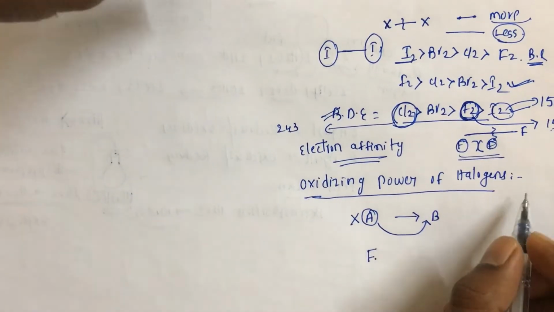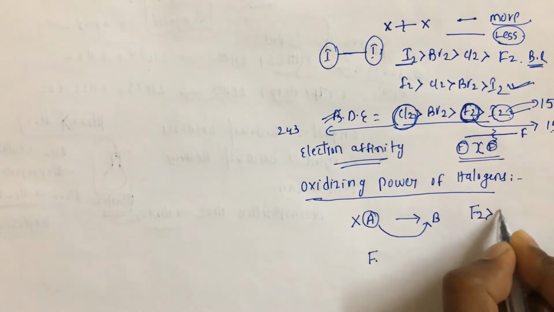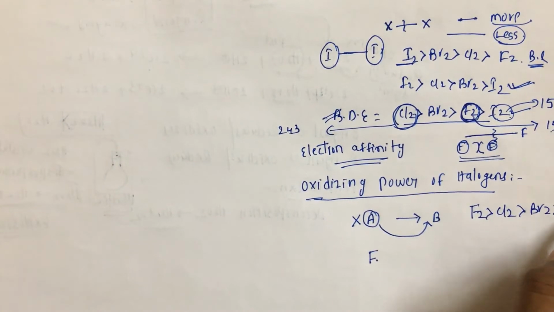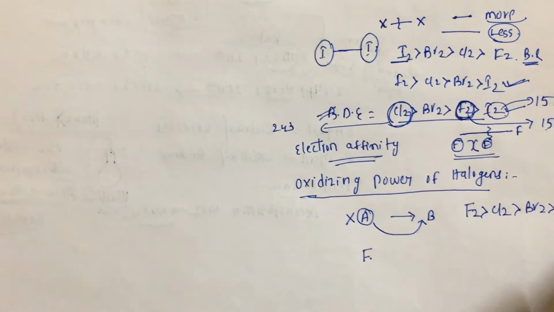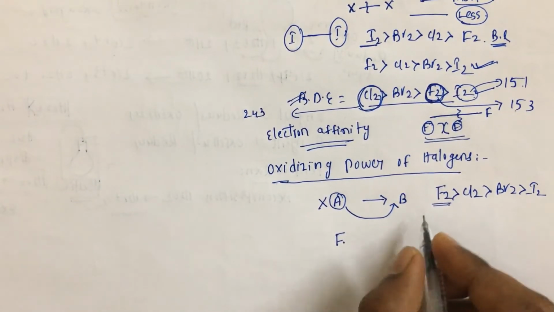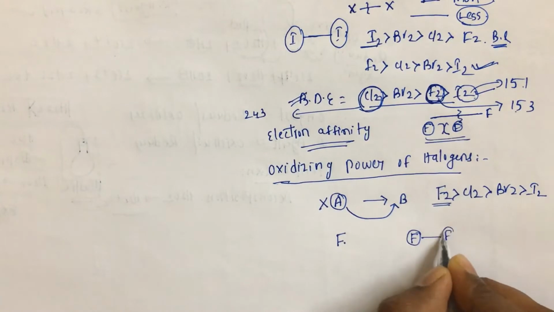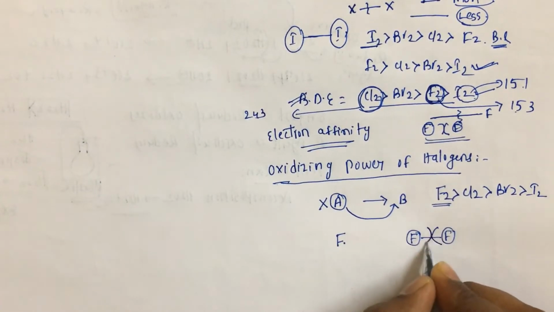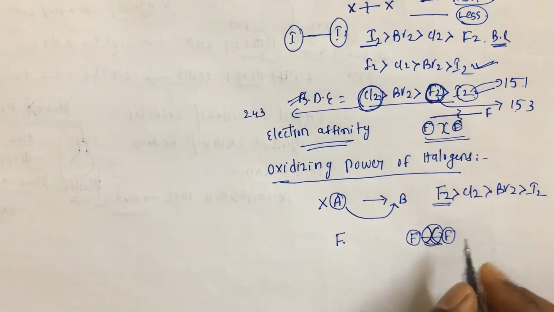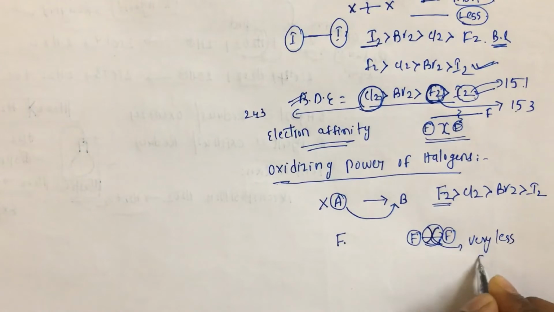Next is the oxidizing power of halogens. This order will be F2, Cl2, Br2, I2. The oxidizing power of F2 is highest because we know F is small in size. Because of the small size, there are repulsions between the two fluorine atoms, and because of that this bond is very weak and we require very little activation energy to break this bond.